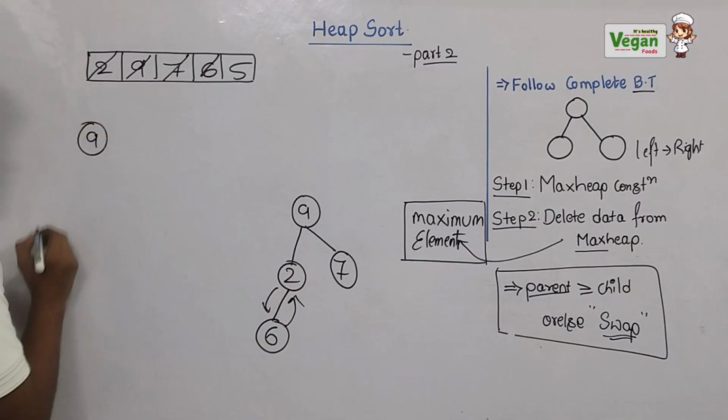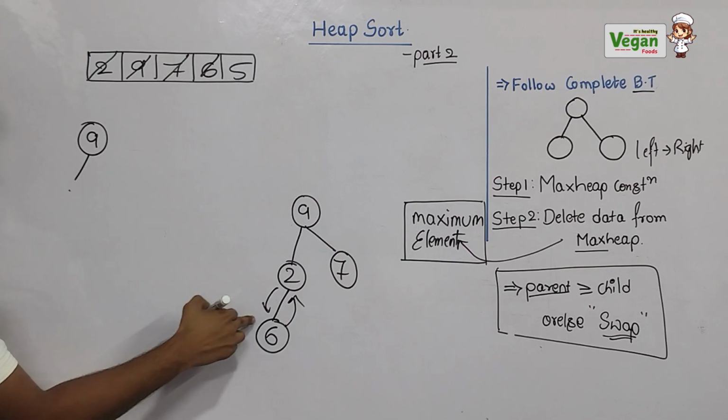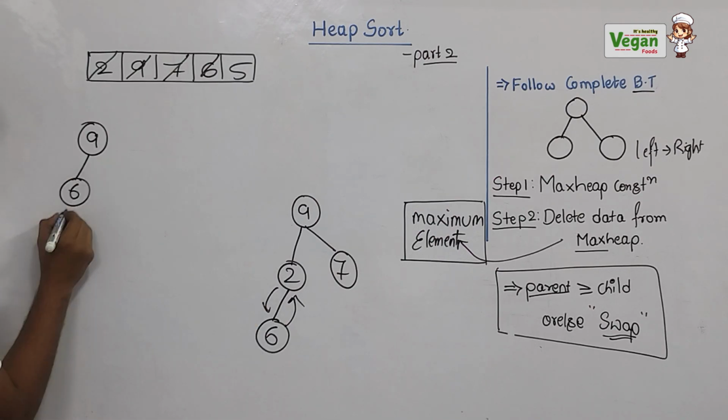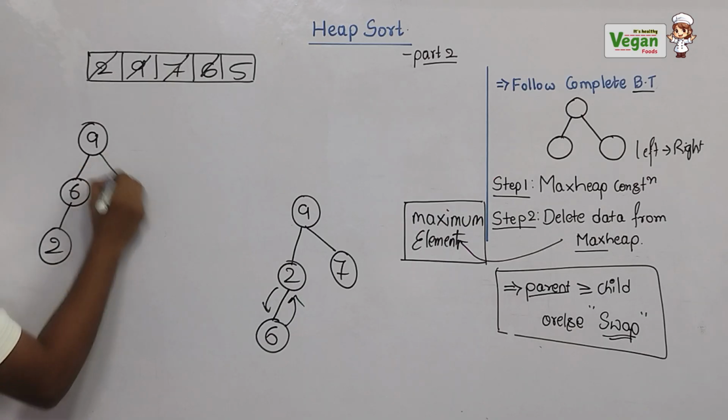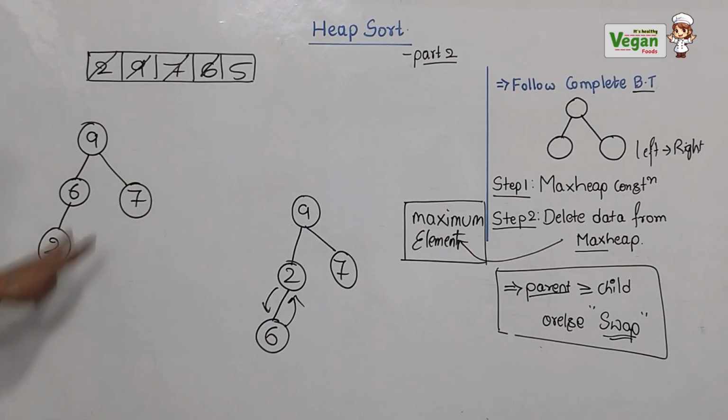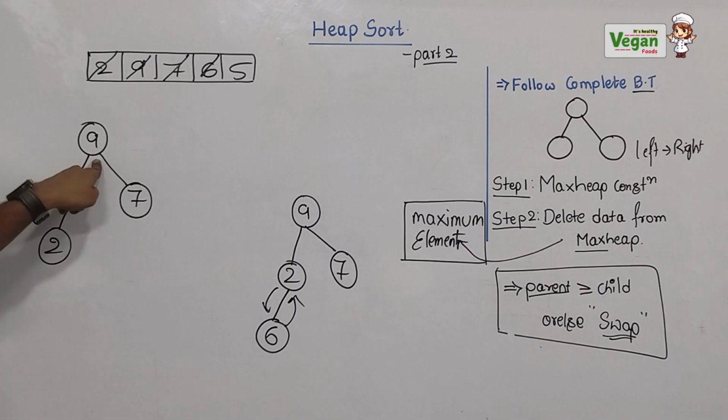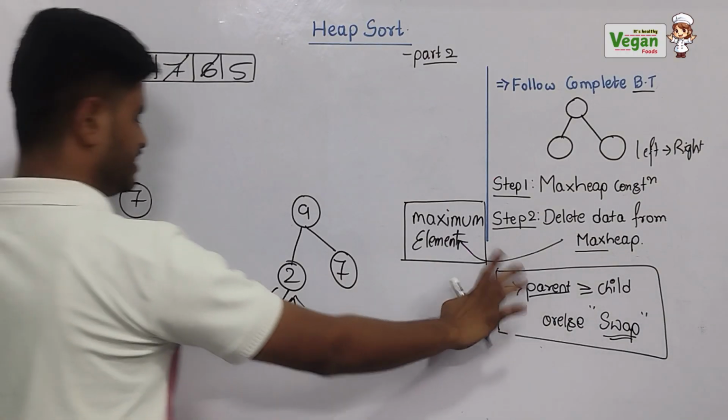So 9 will be in its same place. For 2's place 6 will be coming. 6, then 2, here it will be 7. If you see, the child values are less than the parent value. So we are sorted with the condition.